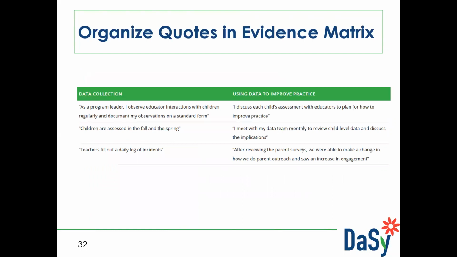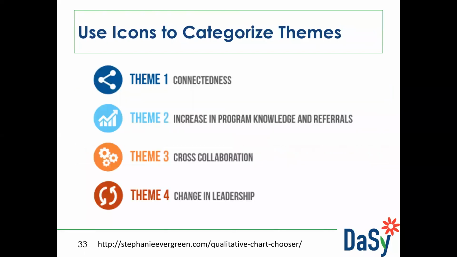You might also want to organize your quotes in what's called an evidence matrix. So identifying and grouping the common themes or concepts that come up in the quotes in a visual like this. If you're writing a report or sharing your presentation, using icons whenever a particular theme comes up is really helpful for the viewer so that they can make connections throughout your report or presentation to the overall themes.